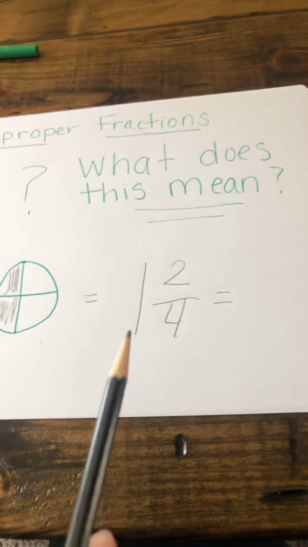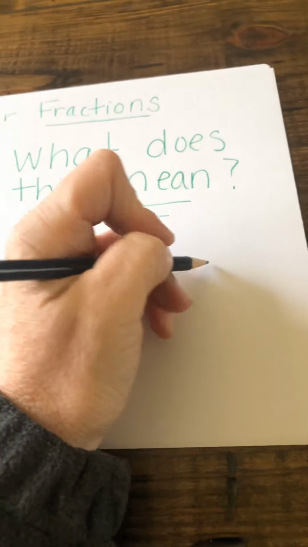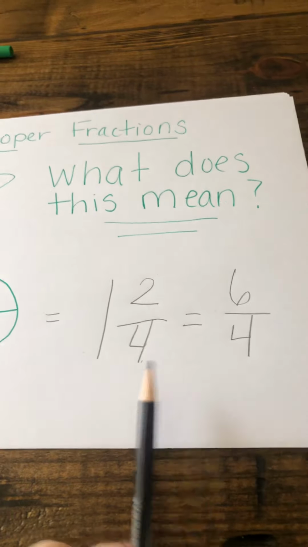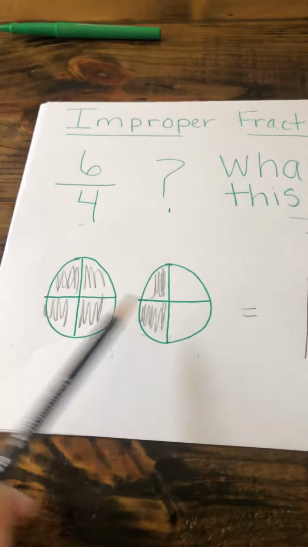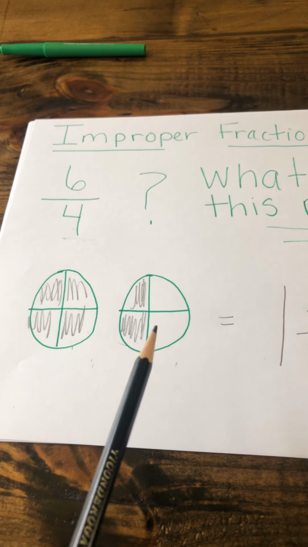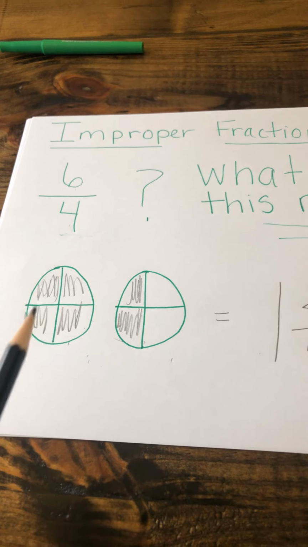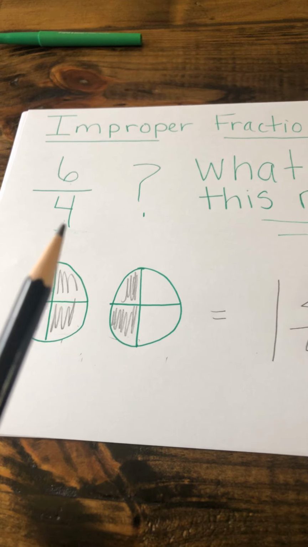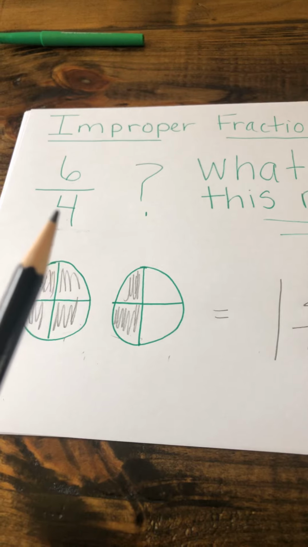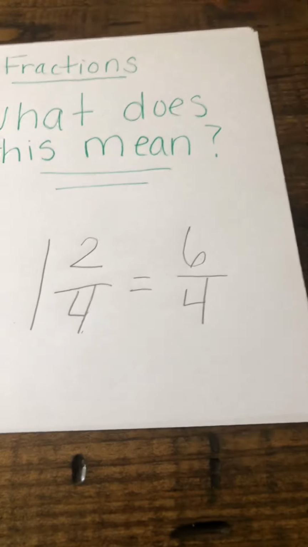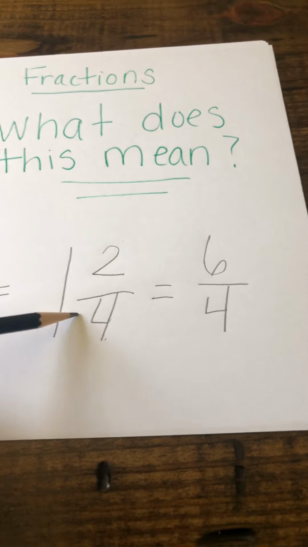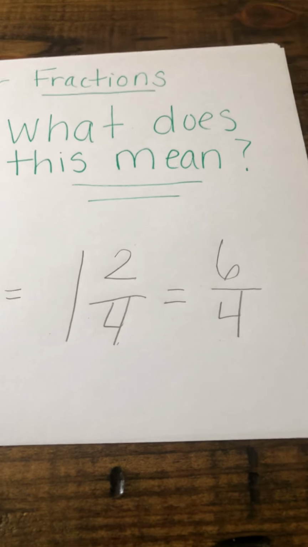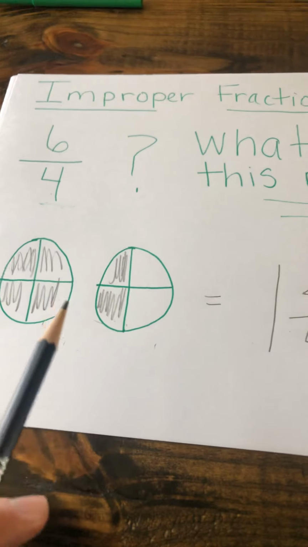So basically, 1 2/4 is equal to 6/4. So these two are the same fraction. We see it right here, 1 2/4, but we also have 1, 2, 3, 4, 5, 6 pieces shaded in, and each of those pieces are cut into 4 pieces. So these two fractions, one being mixed and one being improper, are the same. So this is pretty cool. We can see it through a picture representation.